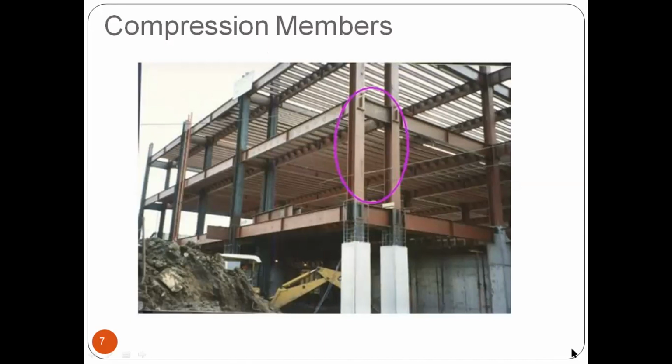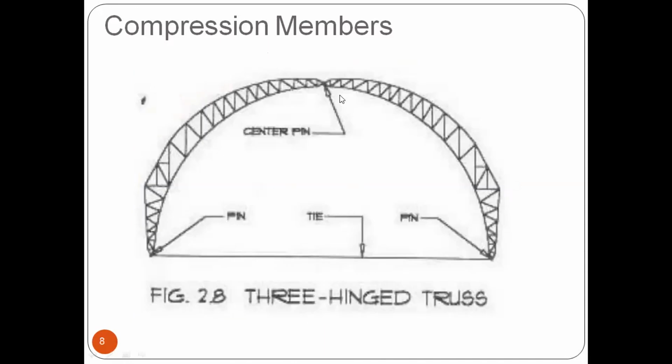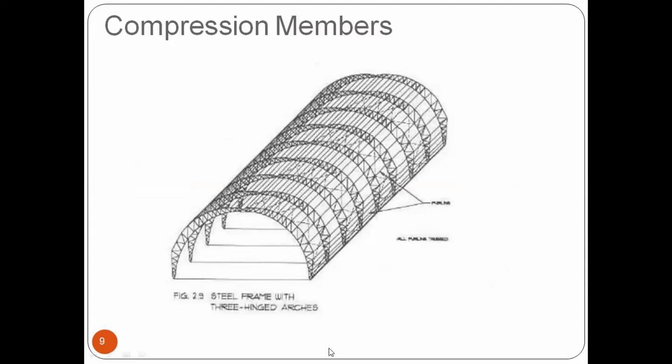Okay. So this is the 3-hinged arch, where the arch is subjected to compression. The load will transfer like this to the ground. So even in arches, your member is subjected to compression. And the next one is a steel frame with 3-hinged arches. You can see over here, 3-hinged: at the crown there will be one hinge, and at the support there will be another hinge. So even here, your whole structure is subjected to compression.